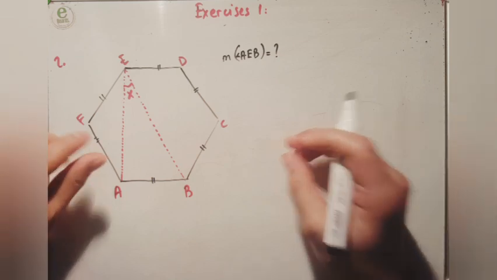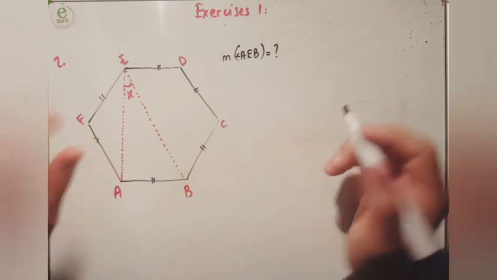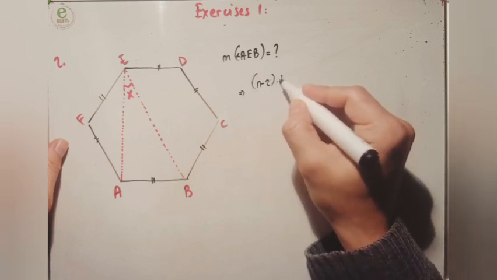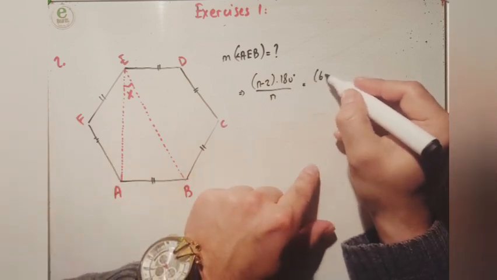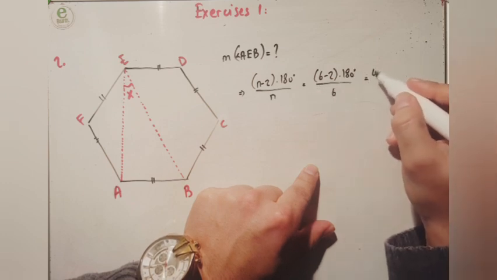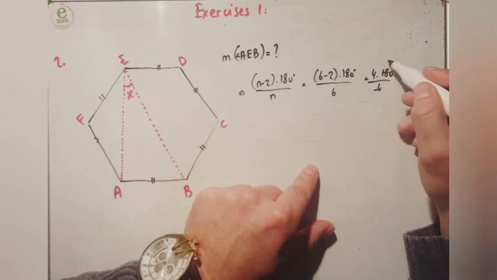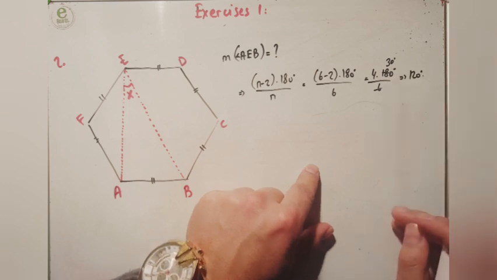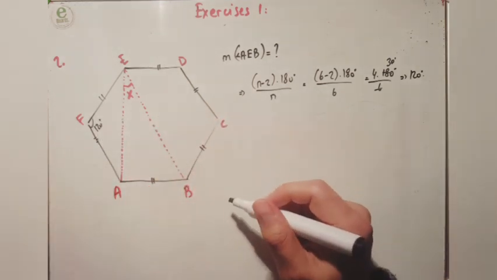So remember, how can you find each interior measure of a hexagon? To find this, we are going to use n minus 2 times 180 degrees over n. The polygon is 6-sided, so it is 6 minus 2 times 180 degrees over 6. 4 times 180 degrees over 6. We can simplify by 6. It's going to be 30. 4 times 30 degrees is 120 degrees. Means that each interior measure of this regular polygon is 120.